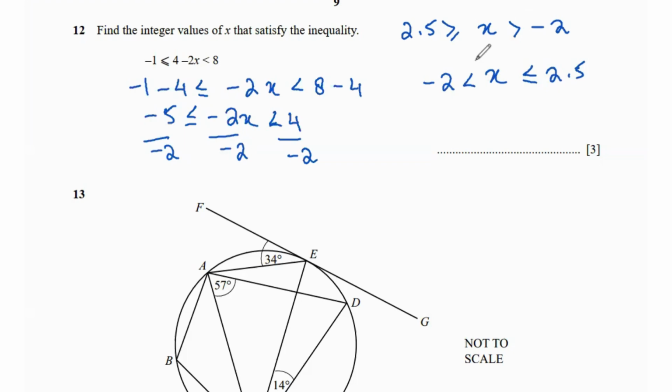Now comes the main part. What are the integer values? They're greater than -2, which means -1, 0, 1, and 2. We stop over here. We don't use 2.5 because 2.5 is not an integer. It's a decimal number. Hence, 2.5 is not included in the integer values. Only 2 is.